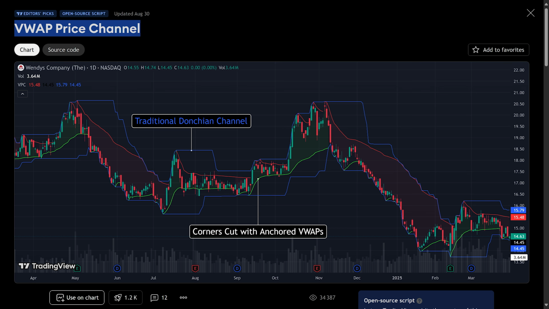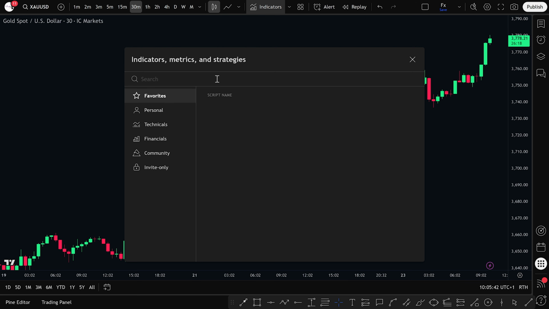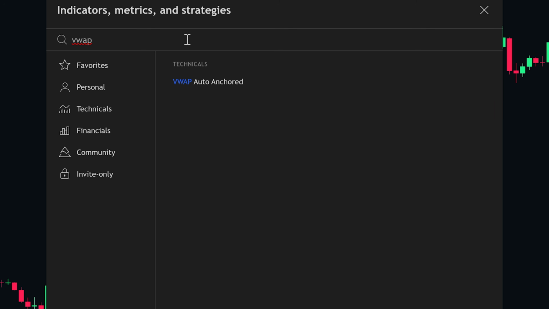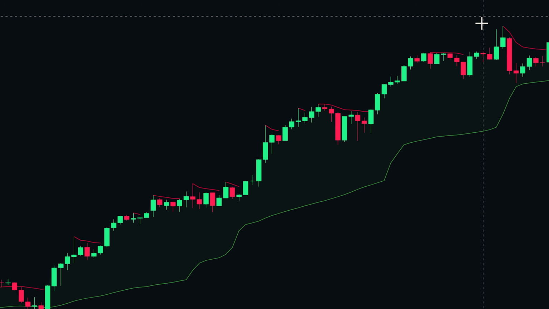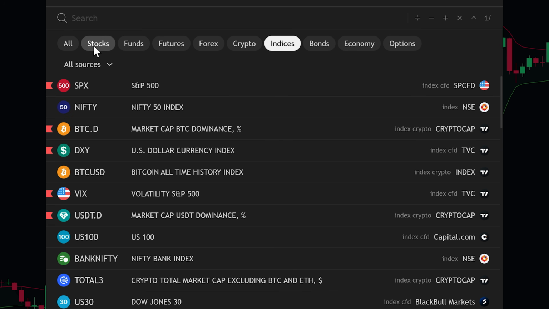Let's jump right in. First, open TradingView and go to the Indicators tab at the top. Now, type VWAP Price Channel into the search box. Select the indicator and it will load straight onto your chart. Close the search window so you can see it clearly. The best part is, this indicator works on any market. You can use it on Forex, crypto, indices, or stocks, and it adjusts smoothly to whatever time frame you prefer to trade.